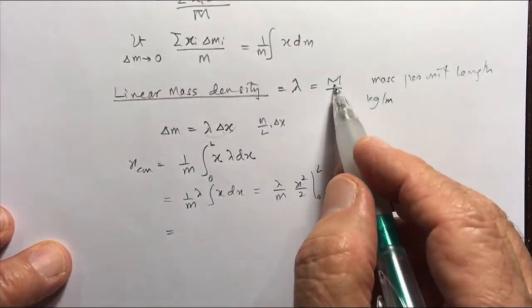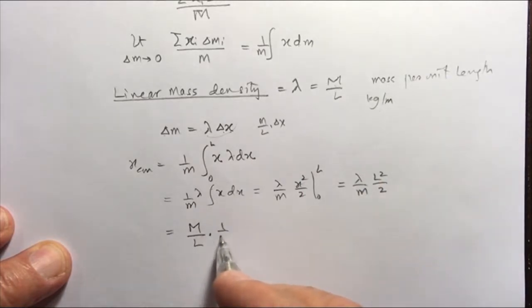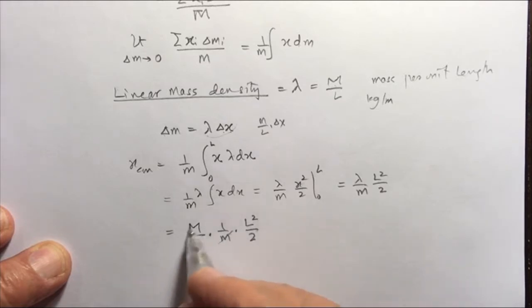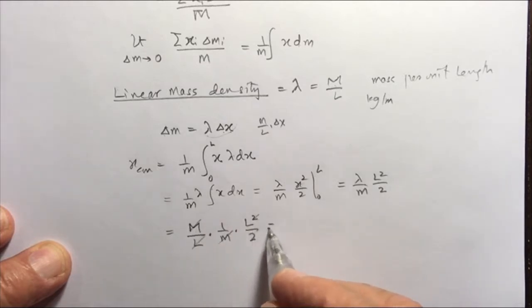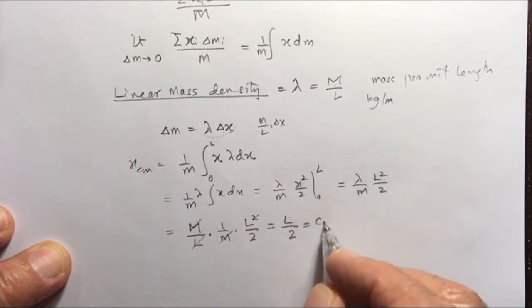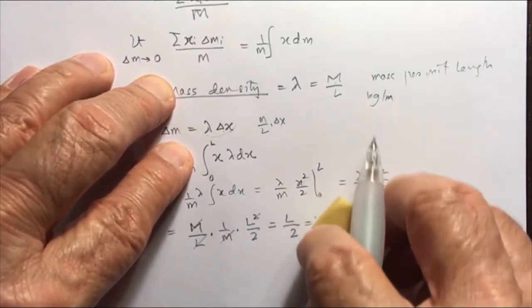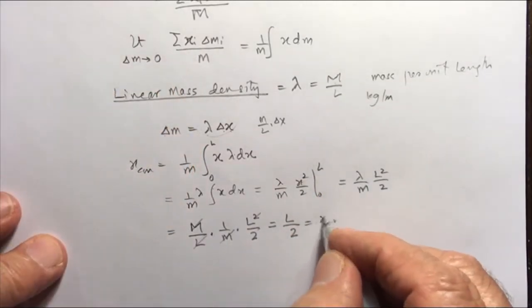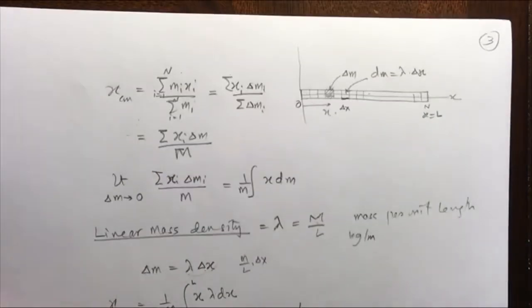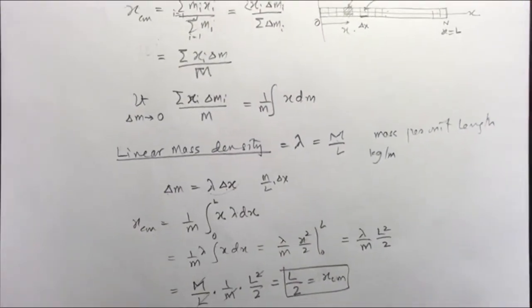The lambda is m over L. We write it as m over L. The m is m, and we have L squared by 2. So the m's will cancel, and one of the L's will cancel, and we're just left with L by 2. So the x center of mass, the position of the center of mass, is simply L by 2, or right in the middle of this thing, which was more or less evident, but we have shown it to be so.